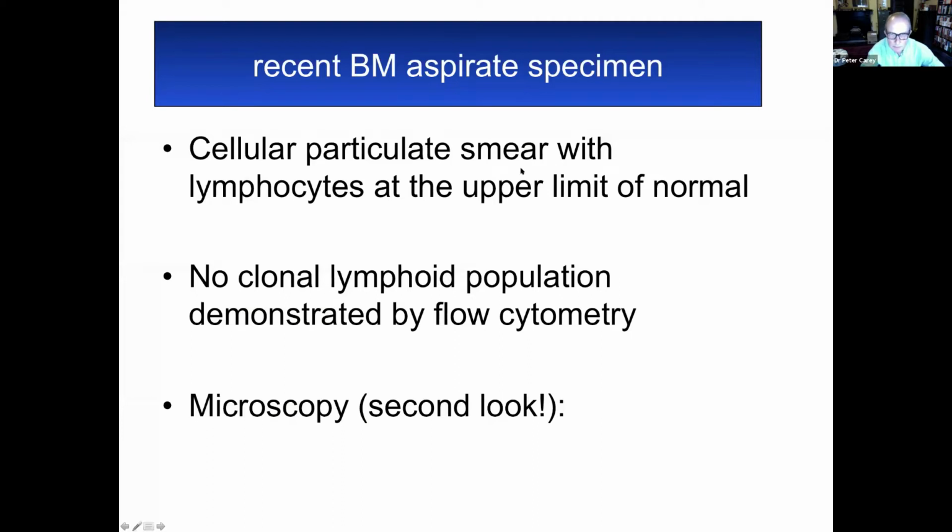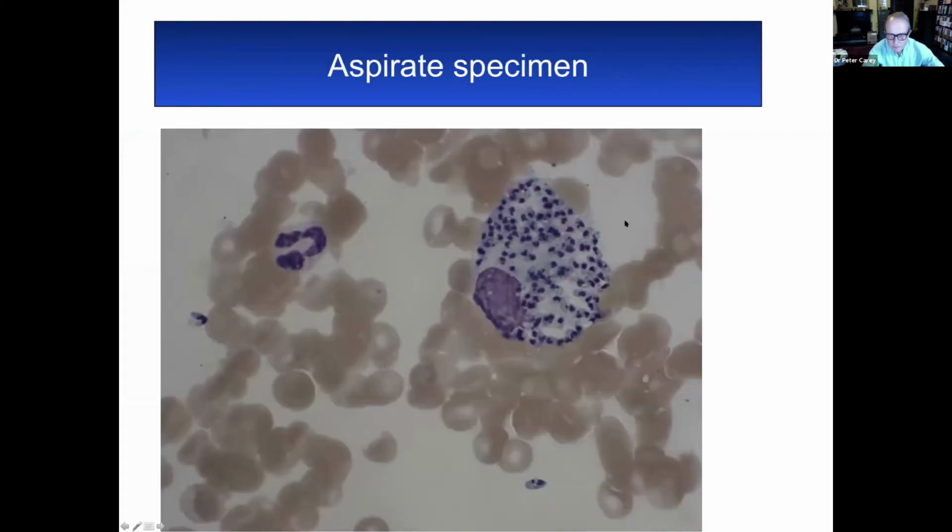The aspirate was cellular and particulate. It didn't have an excess of lymphocytes. We'd had a quick look at it. We put it through the flow cytometer. We found no clonal lymphoid proliferation. And so there was no evidence of lymphoma. But if you went hunting and looked for macrophages in this bone marrow, they had these rounded inclusions. And these, as many of you will know, are amastigotes of the parasite Leishmania donovani. This lady had visceral leishmaniasis.